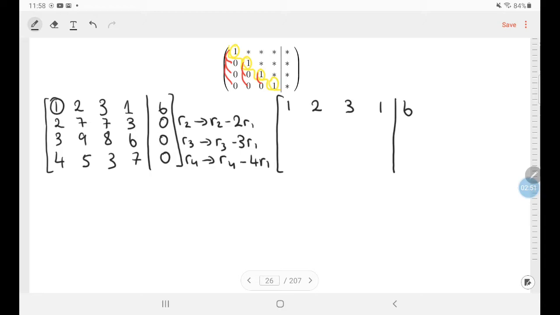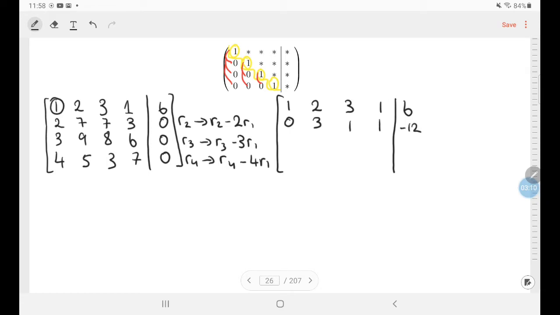So I'm going to go across, row 2 sent to itself minus twice row 1. So 2 minus 2 times 1 is equal to 0. 7 minus 2 times 2 is equal to 3, isn't it? 7 minus 2 times 3 is equal to 1. And 3 minus 2 times 1 is equal to 1. And 0 minus 2 times 6 is minus 12.